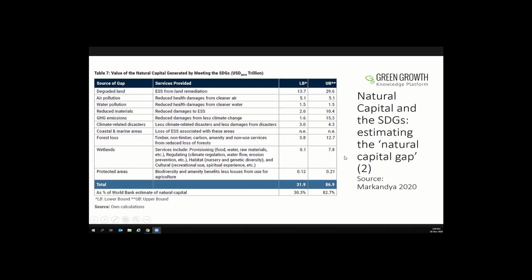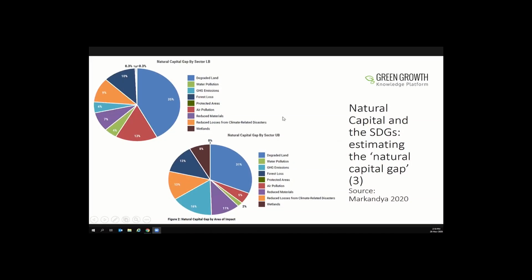And Anil is producing a follow-up paper to that one that is actually looking at the expenditures that you would require, because this is the value of the natural capital that's being generated. Anil is looking at the expenditures that would need to be made actually in order to restore that natural capital. So we can look forward to the publication of that paper in due course.